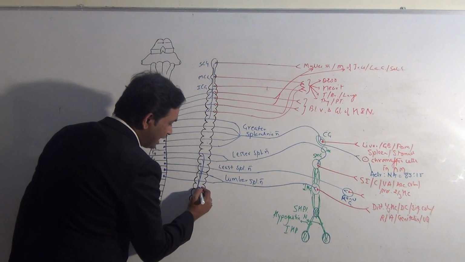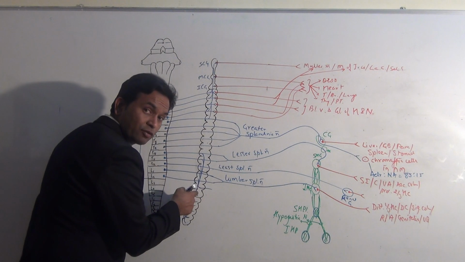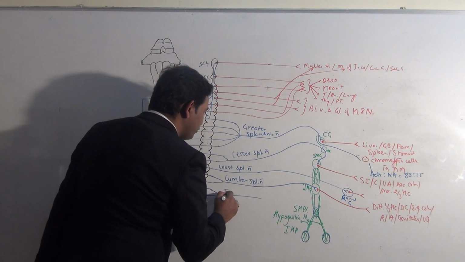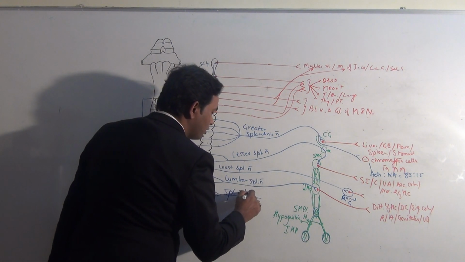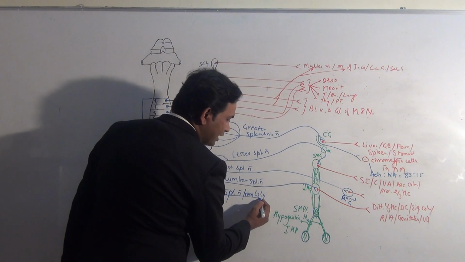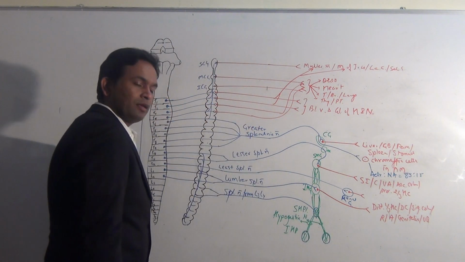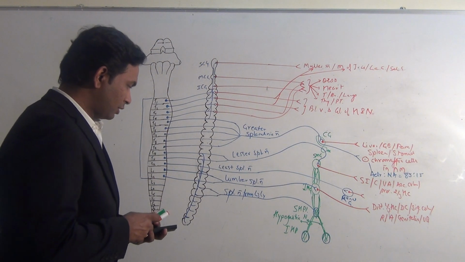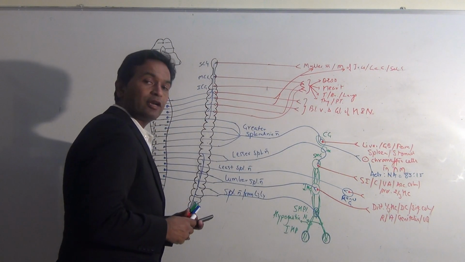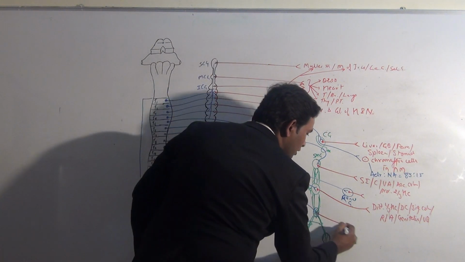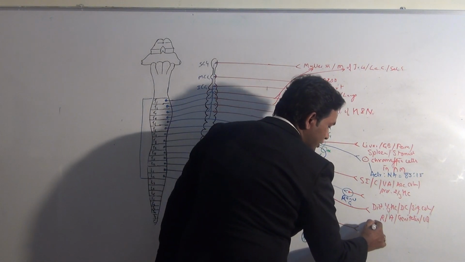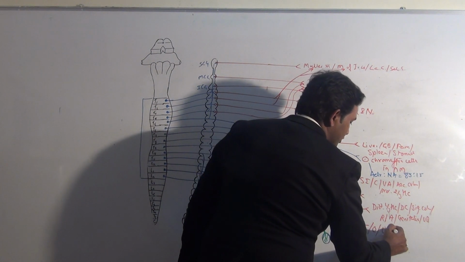So preganglionic neurons from the third lumbar ganglia and fourth lumbar ganglia will come out. These are forming the splanchnic nerve from L3 and L4. This splanchnic nerve from L3 and L4 will enter the superior hypogastric plexus, and then it will end there. From here, the postganglionic neurons will arise, and they will supply the testis, ovary and ureters.